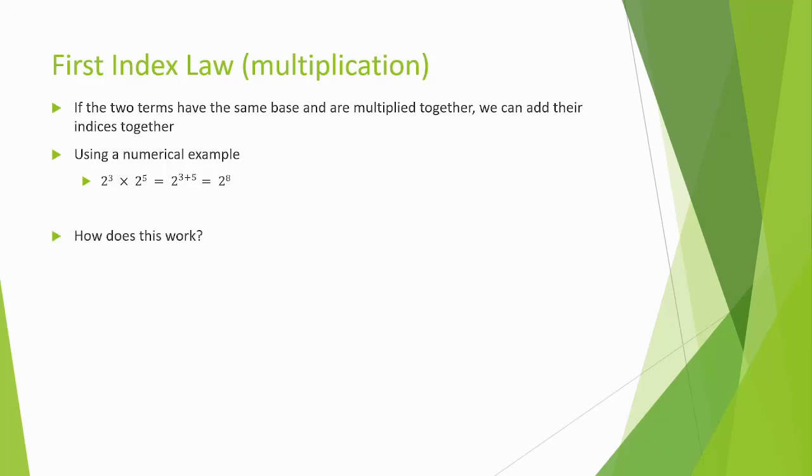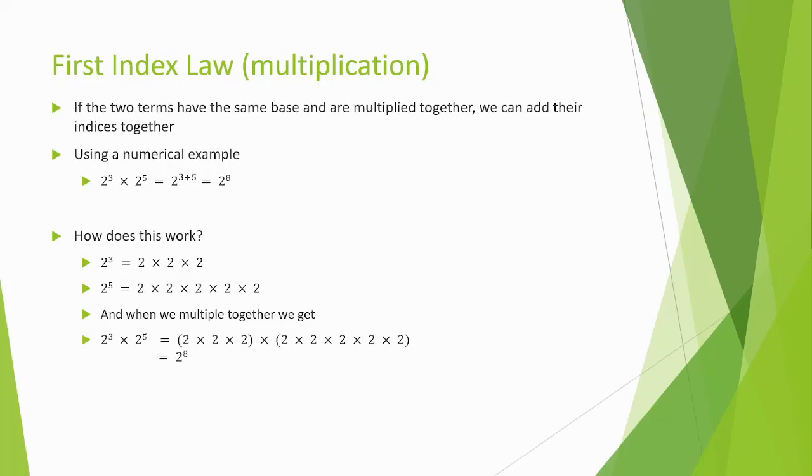And how does this work? Well, we just did this with the previous one. We got 2 to the power of 3, and there are 3 lots of 2's there. We have 2 to the power of 5, and you can see there are 5 lots of 2's there. And when we multiply them together, we get 2 to the power of 3 multiplied by 2 to the power of 5, and you can see there's 8 lots of 2's there, so we get 2 to the power of 8, and we can just count those through.